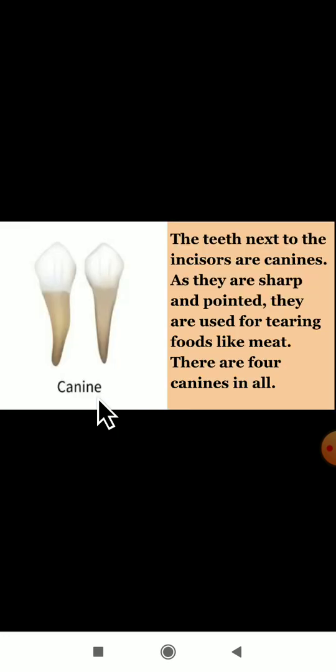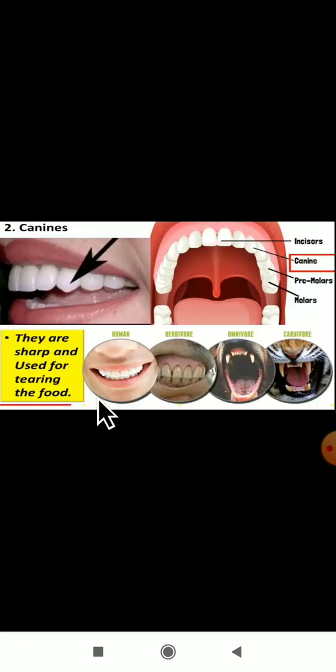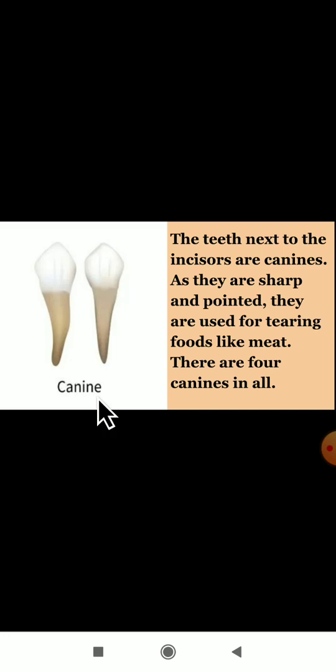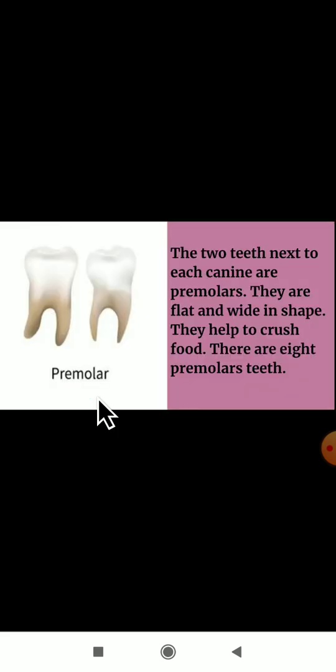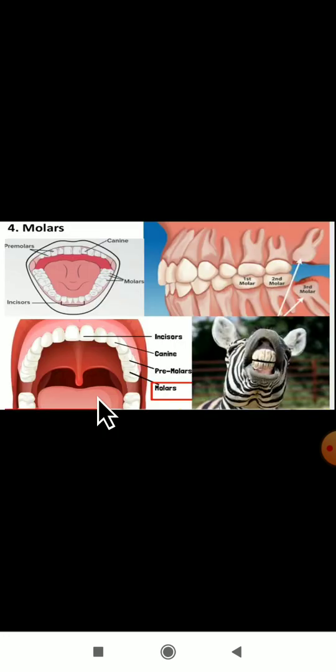How many canines do we have, dear students? We have a total of 4 canines. Next one is the premolars. Premolars help to crush the food and chew the food. Next we have 2 premolars on each side. In total we have 8 premolars.